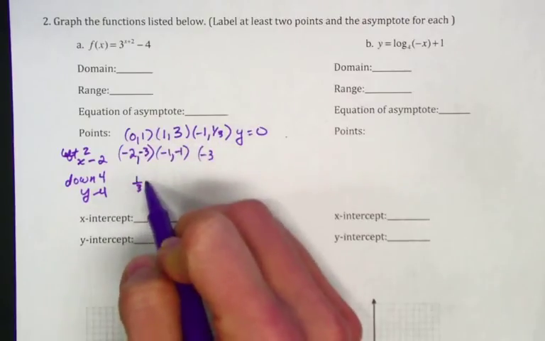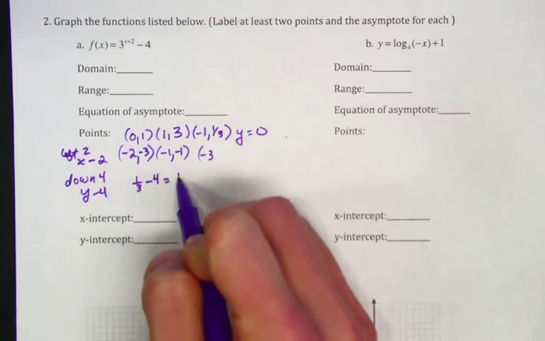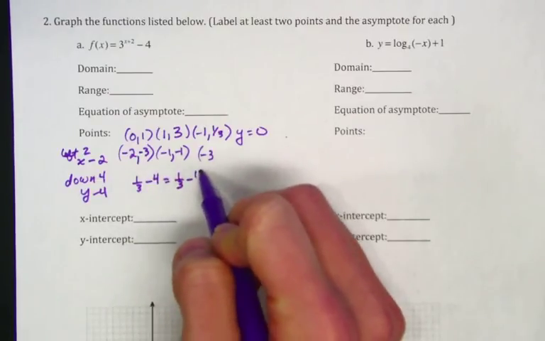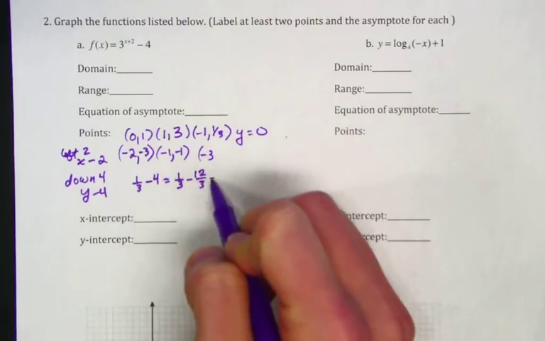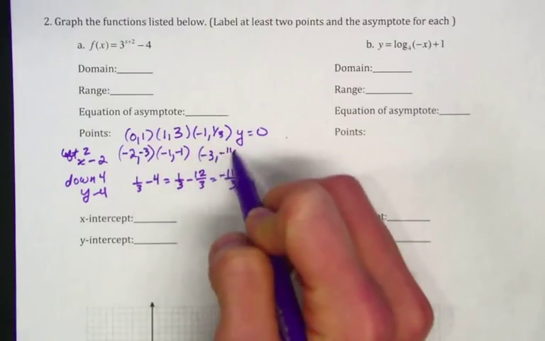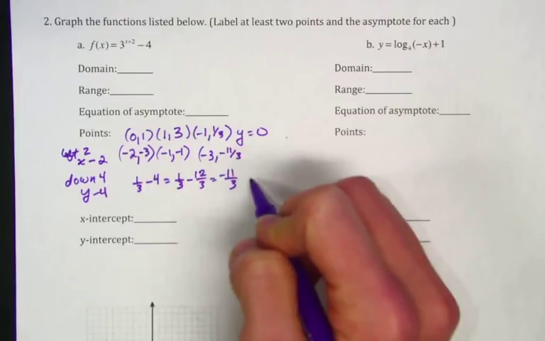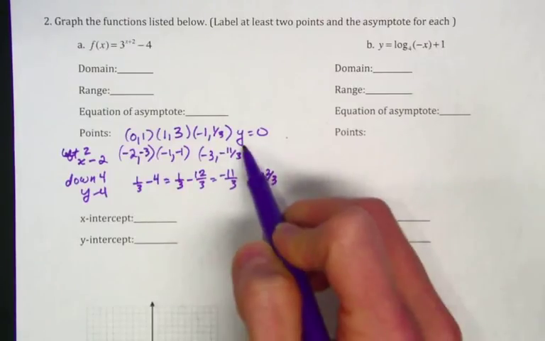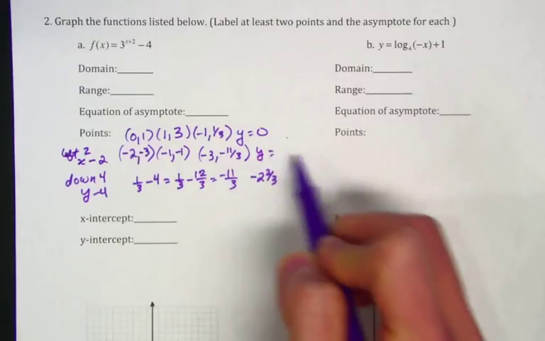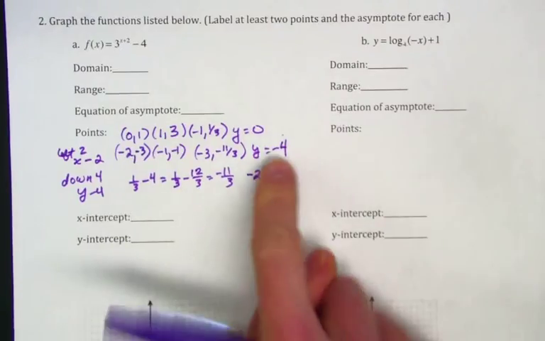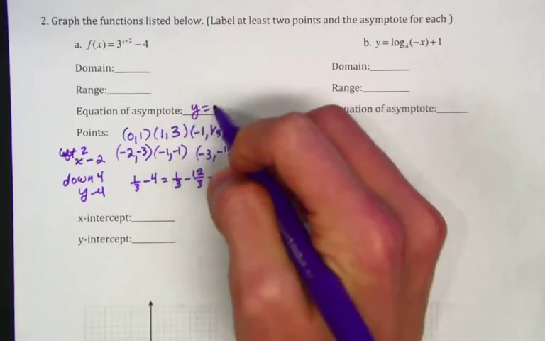1/3 minus 4 is 1/3 minus 12 over 3, since 12 over 3 is 4. So that's negative 11/3. You could write this as negative 2 2/3 also. And then 0 minus 4 is negative 4. So now I have my asymptote, y equals negative 4.